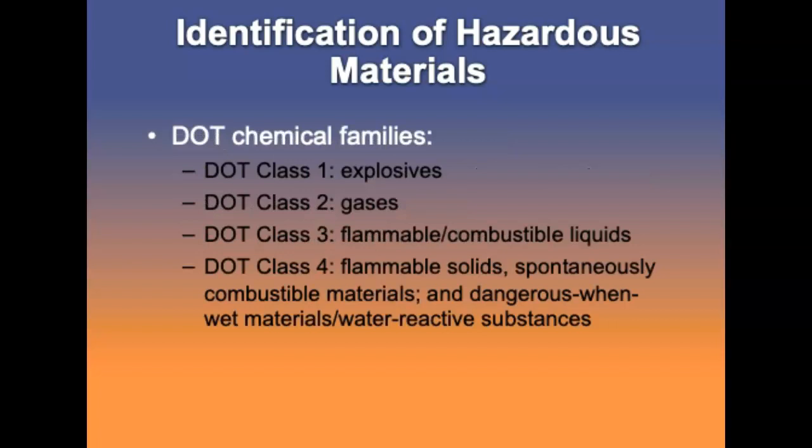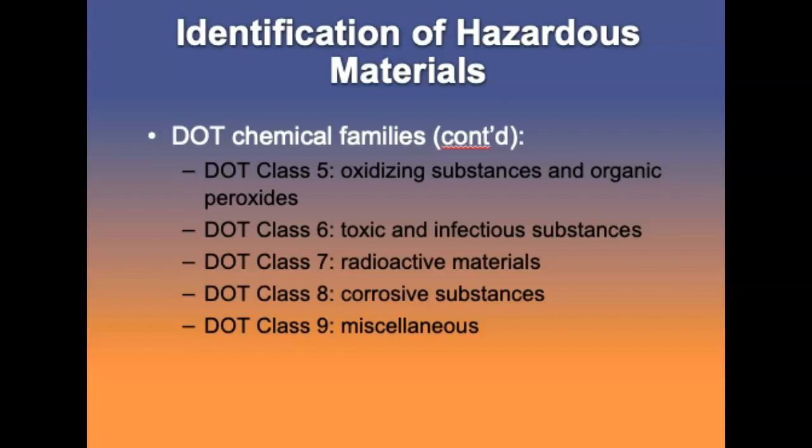So the first one, class 1, is explosives. The second is gases. Third is flammable and combustible liquids. Fourth is flammable solids. The fifth is oxidizing substances and organic peroxides. 6 is toxic substances, 7 is radioactive materials, class 8 is corrosive substances, and class 9 is miscellaneous hazardous materials and products, substances, or organisms.